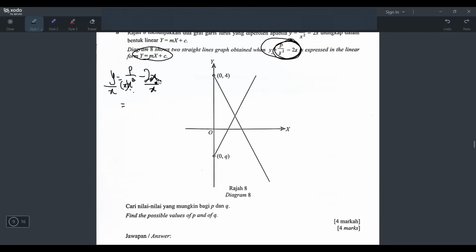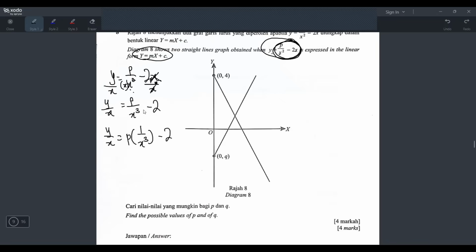Because when I divide everything by x, this x can cut. So you will be left with y over x equals p over x power 3 minus 2. And this is your linear form already. But this one you have to write in a different way. You have to write like this.